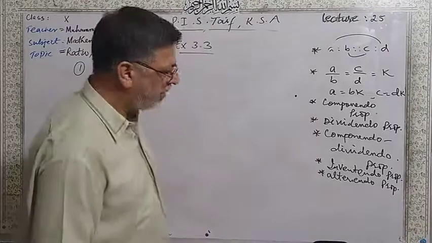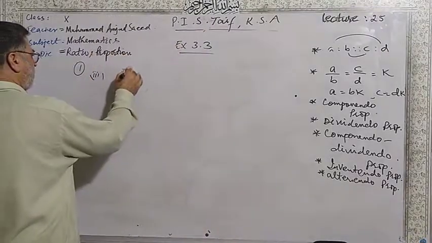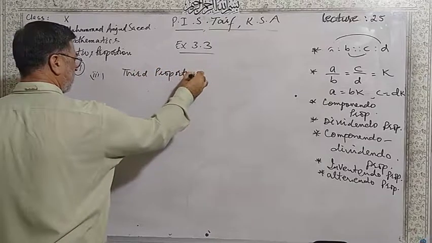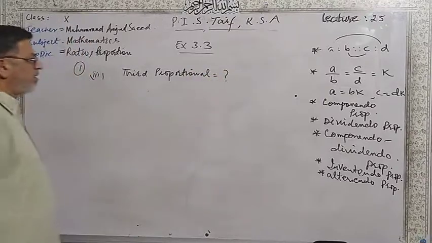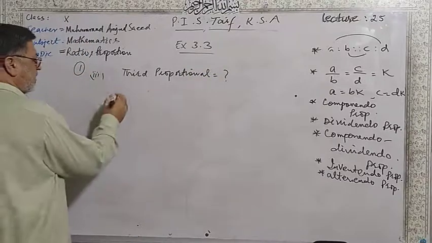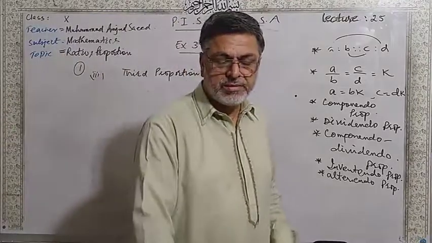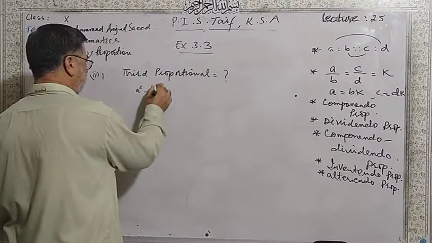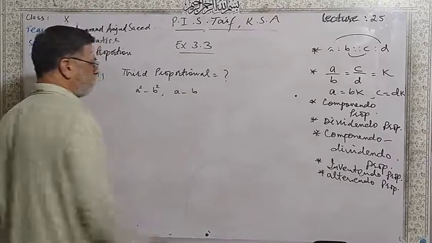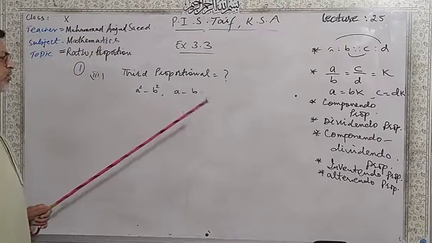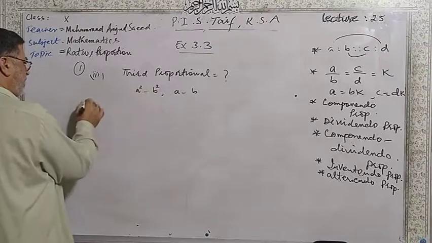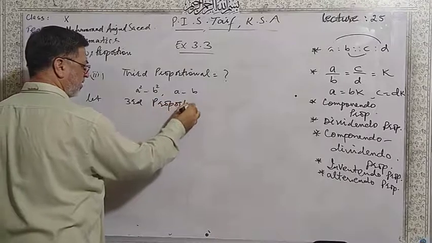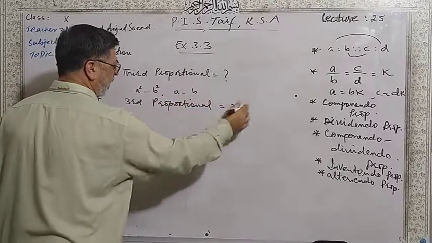Find third proportional. We have to find third proportional, whereas the given terms are a square minus b square and a minus b. For third proportional you can choose other than ab. Let third proportional be equal to x.